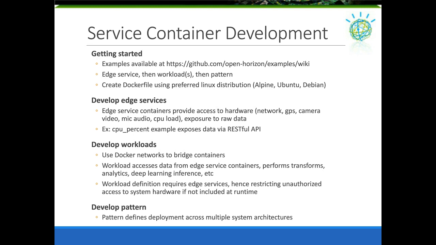Using this pattern reduces individual service complexity, affords advantages of reuse and security via restricting workload container access only to authorized microservices. When testing, simulate the production environment. Use Docker networking to bridge container networks and isolate from the host. Develop patterns for easily specifying deployment of services across multiple architectures.